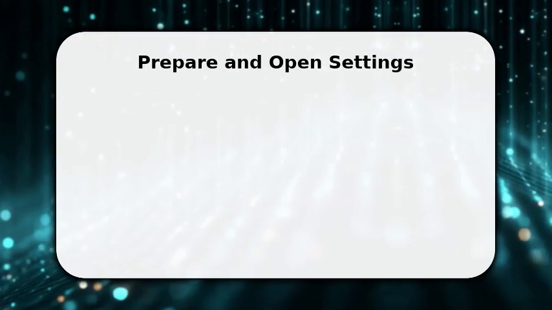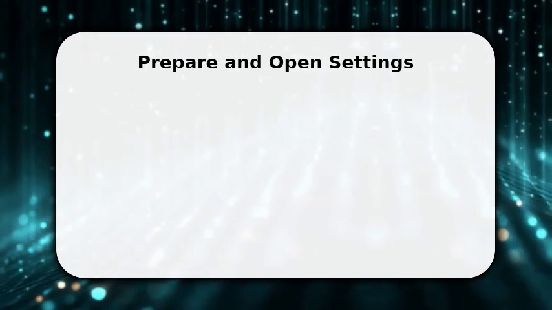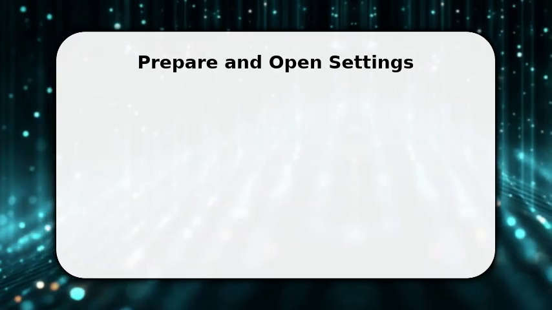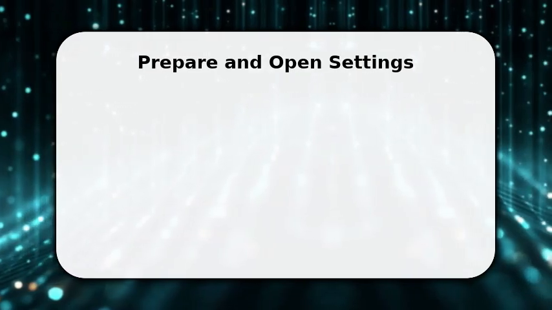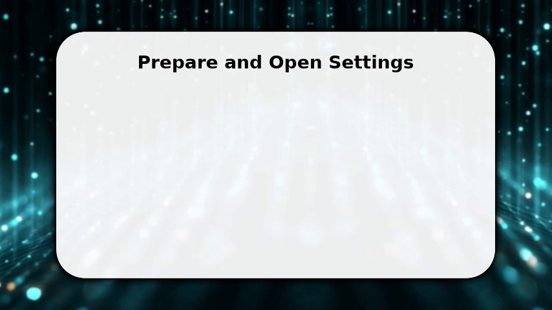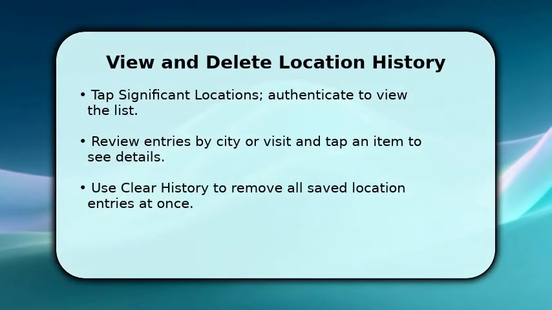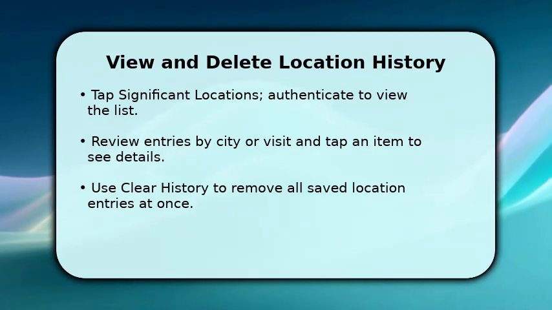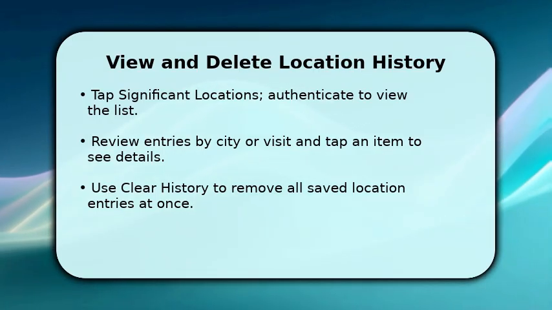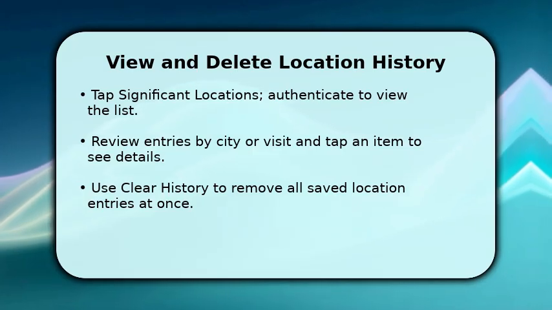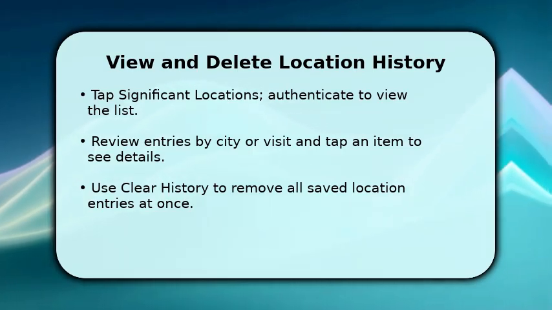You're taking the first actionable step now. Locate significant locations. Make sure Face ID/Touch ID or passcode is ready because iOS will require authentication. Once you authenticate, you'll see a timeline of places grouped by city and individual visits. Tap any city to expand visit details, and swipe or select specific entries if you prefer targeted deletion.